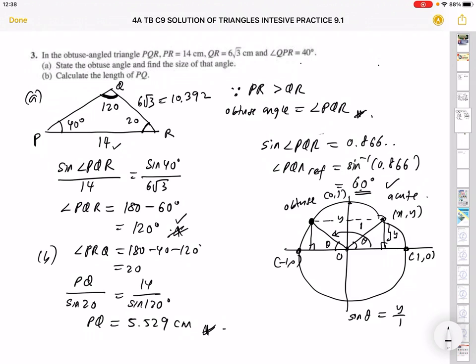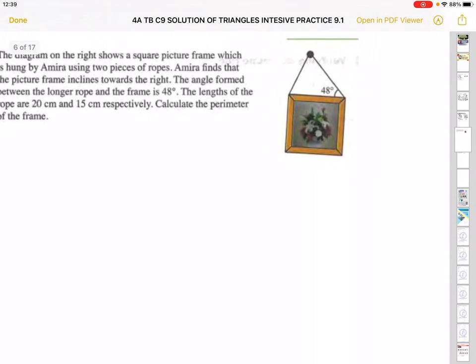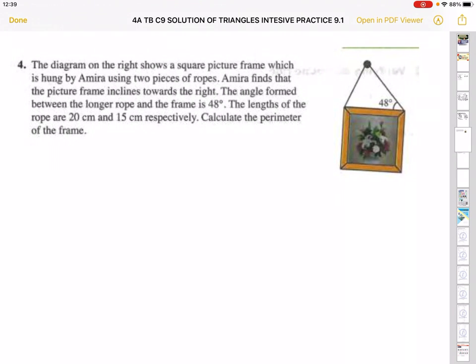Okay, so let's continue with question number 4. Alright, let's move this up. For question number 4, the diagram shows a square picture frame which is hung by Amira using 2 pieces of rope. Amira finds that the picture frame is inclined towards the right. So I think you can see from here, I just zoom in like this, easier to see. Don't have to redraw the triangle for you. The length of one side is 20, another one is 15. So the longer one will be 20 here, shorter one will be 15 over here.